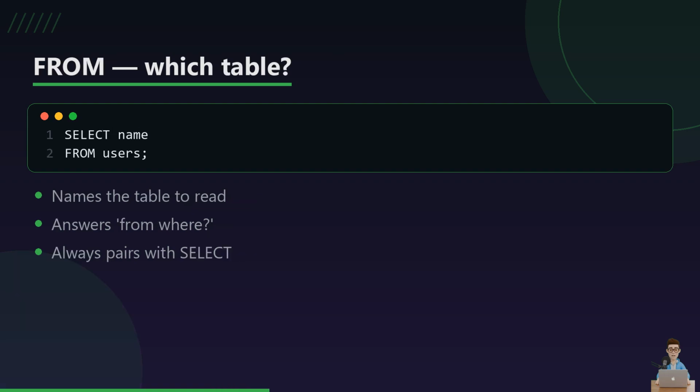If select is ordering dishes, from is naming the restaurant you're ordering from. It just points at which table to pull the data out of. Select says what to grab, from says where to grab it, so you almost never write one without the other. Read it as one phrase, select name from users, and notice the query is basically an English sentence.